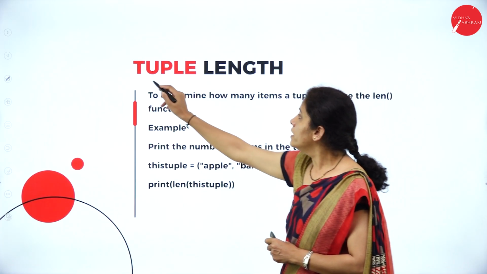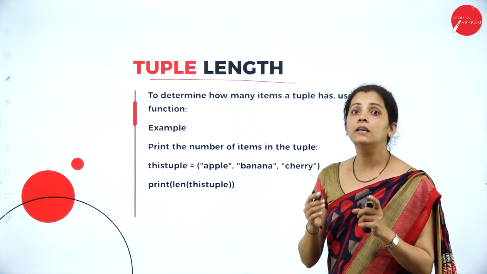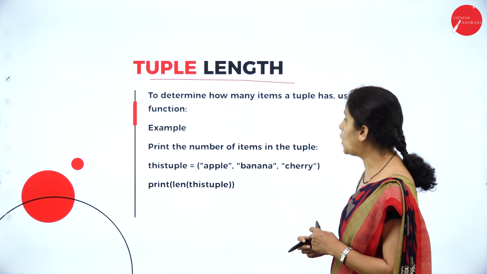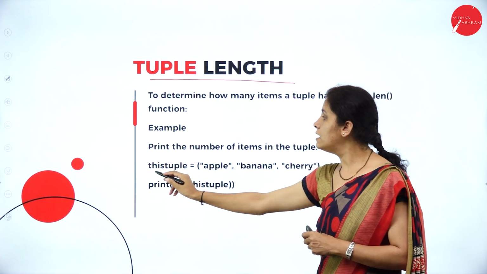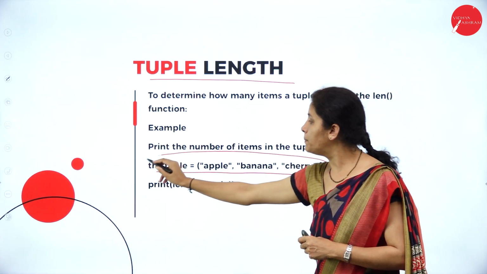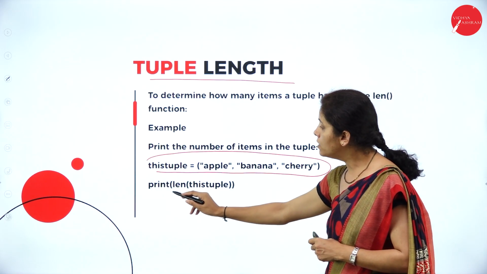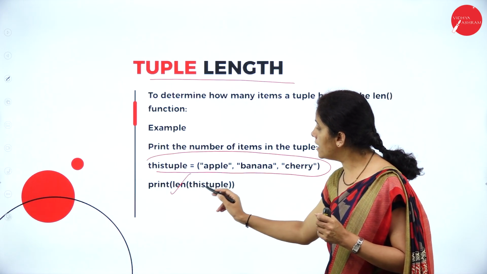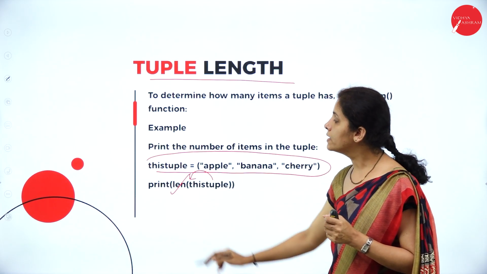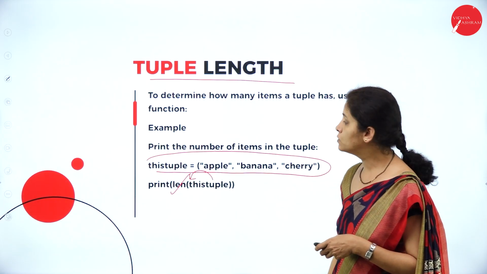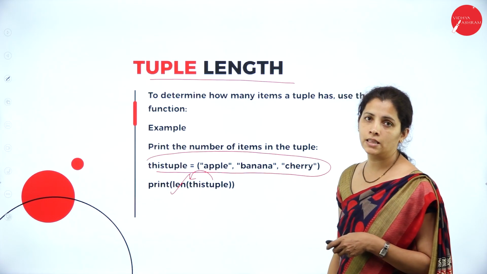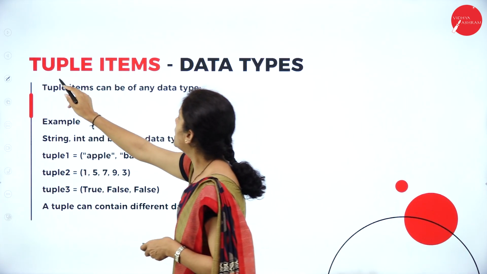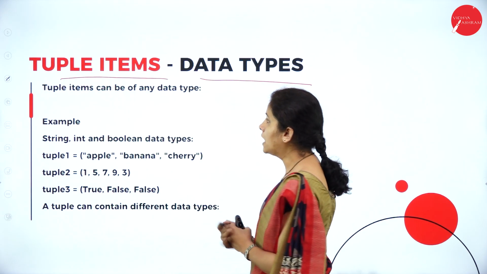Now, if I want to get the length of the tuple, I am going to use the built-in function called length. See here, I have created the tuple. Now length is nothing but the built-in function. For this length, I am going to pass the tuple variable. So what's my tuple variable? That is nothing but this tuple. Next, see here, tuple items data types.